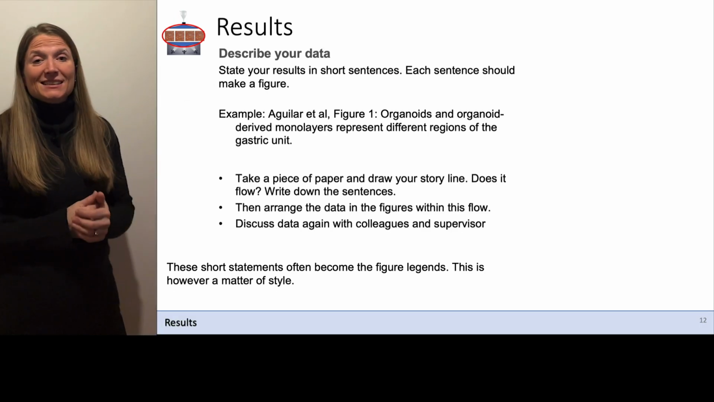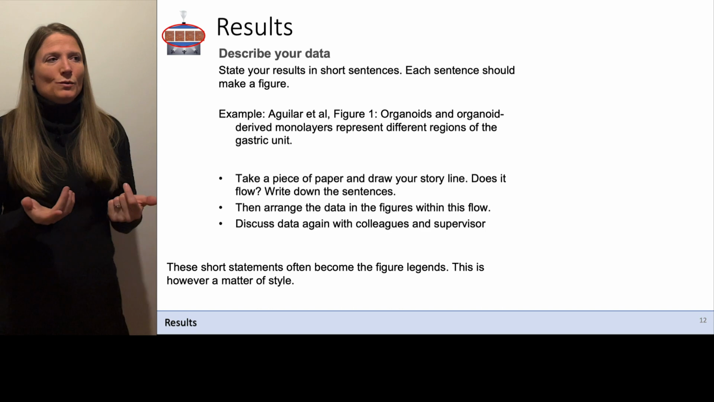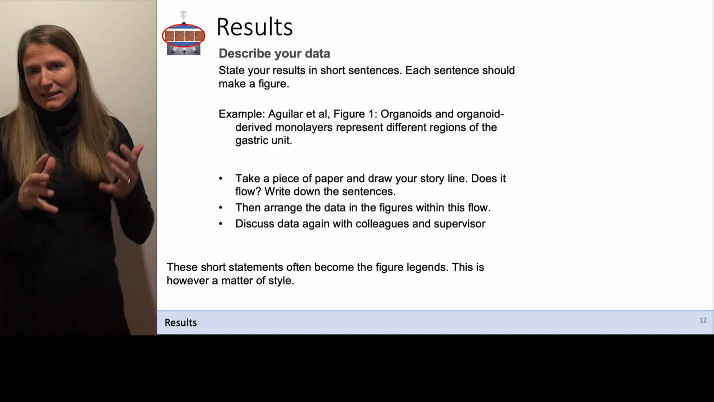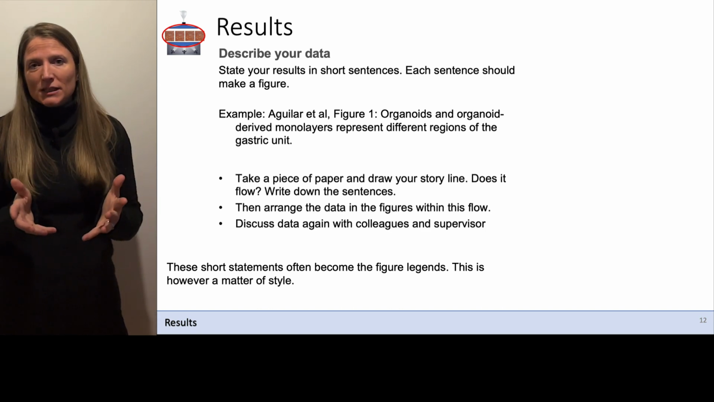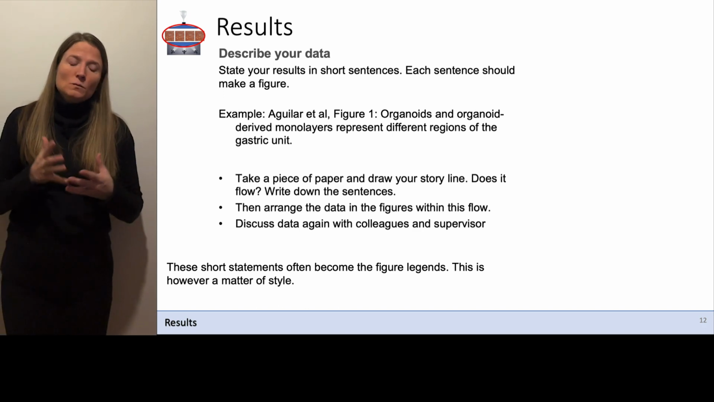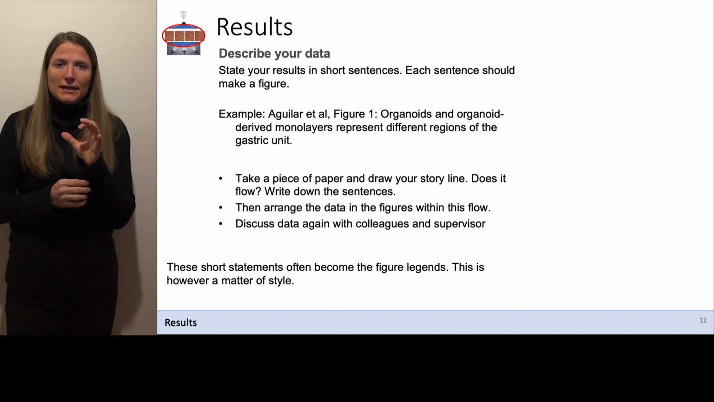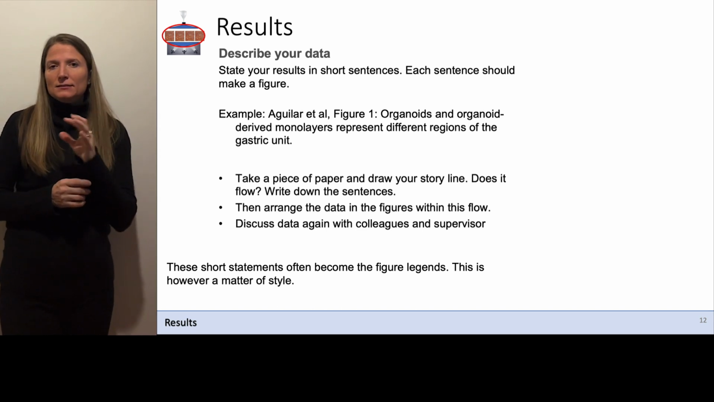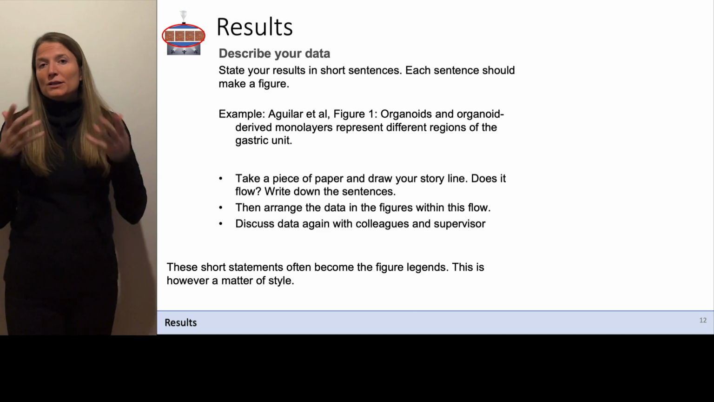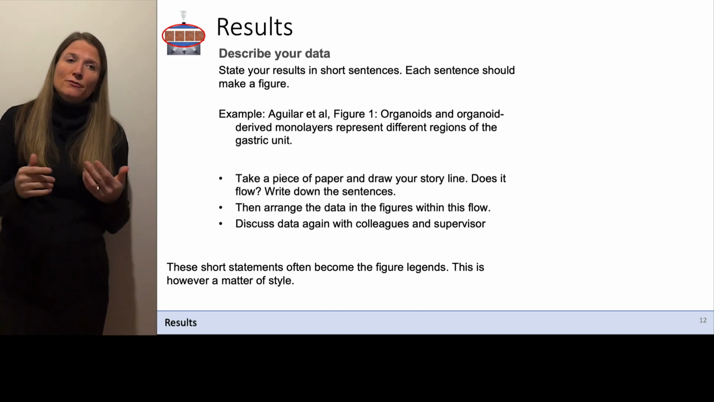So the results section. Clearly you describe your data. That is fairly obvious because you are in the results section. But how do you get there? Well, what we try to do is first state short sentences of what we think we achieve to show. Each sentence should then make one figure.